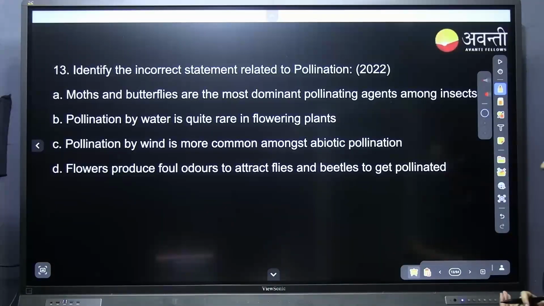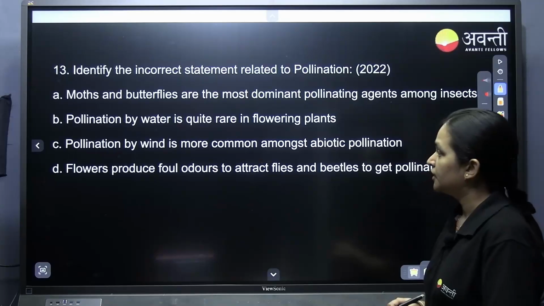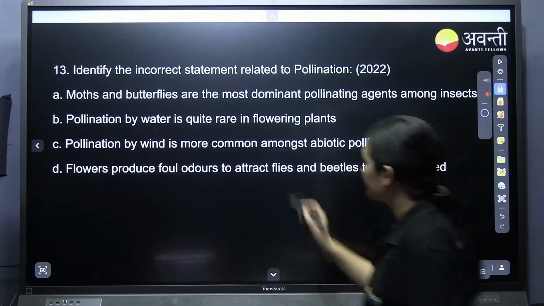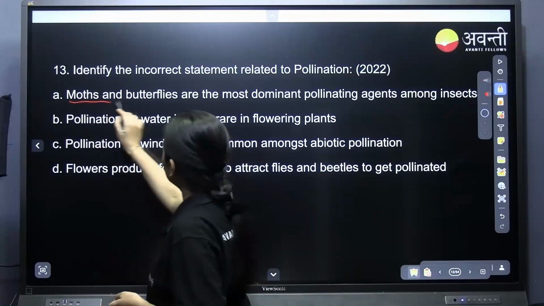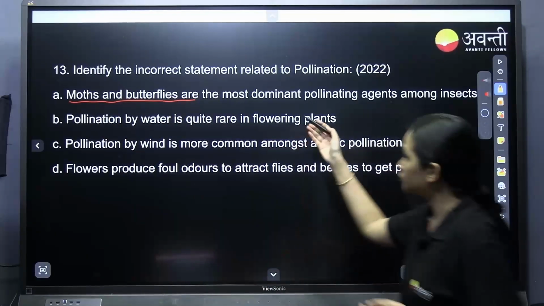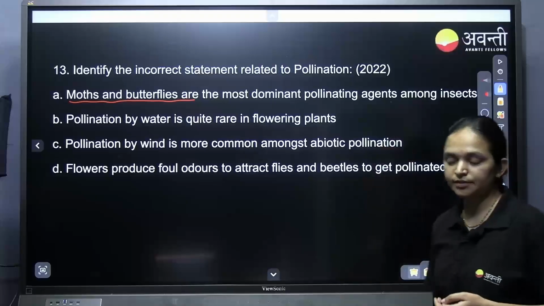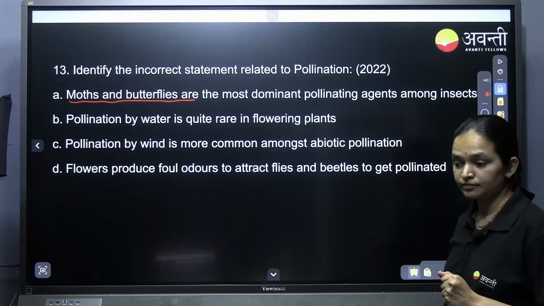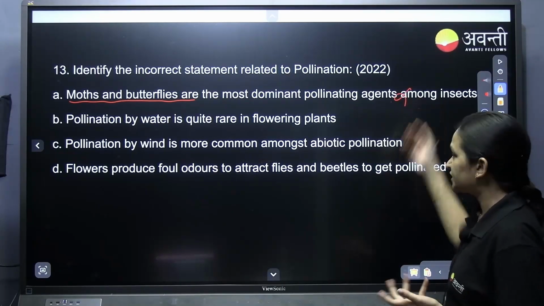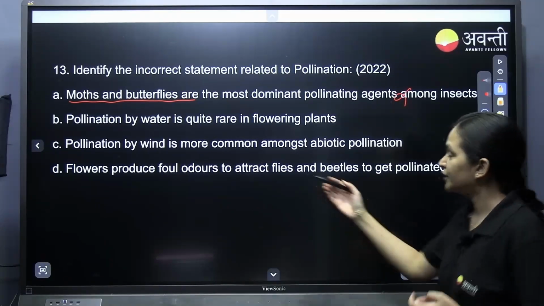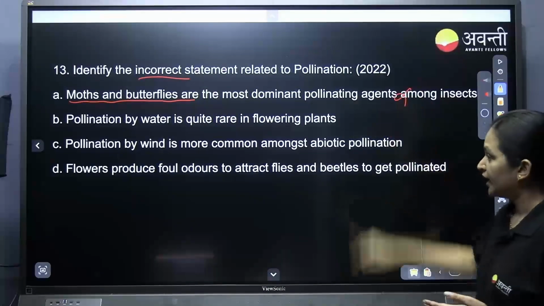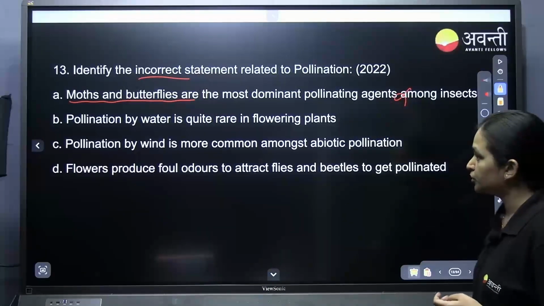Identify the incorrect statement related to pollination. Moths and butterflies are the most dominant pollinating agent among insects. Is it true? Which are the most dominant pollinating agents among insects? Honeybees. So with the first statement we found the incorrect statement, and B, C, D will just go through.